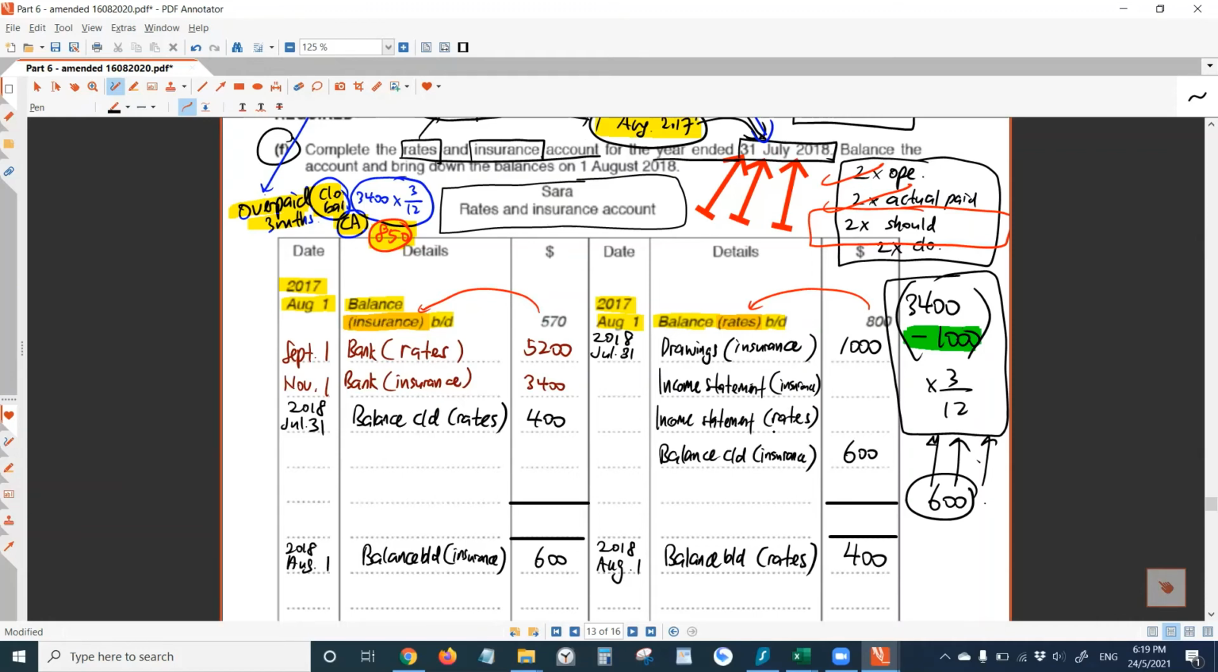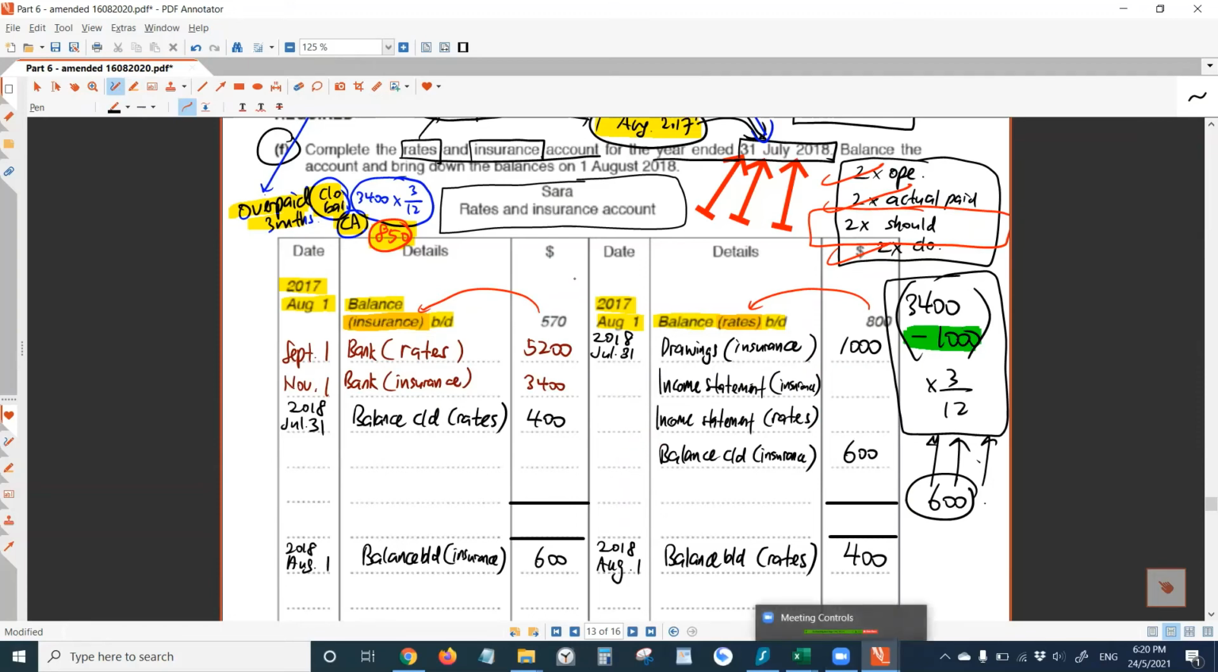Congrats, you have found all the three elements: opening balance, amount actually paid, as well as the closing balances. Have taken some time, right? Now we can find the should amount, which are the missing numbers. Let me tell you how to find. You notice I don't have dates here. Why? Because it's the same date, 2018, July 31st, so I don't repeat writing the dates.